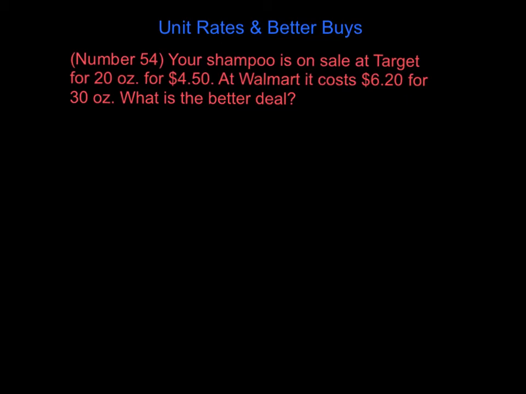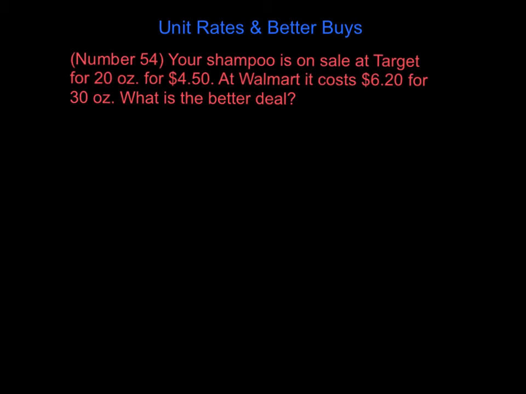So problem number 54 says your shampoo is on sale at Target for 20 ounces for $4.50. At Walmart, it costs $6.20 for 30 ounces. What is the better deal? So this is where you want to find unit rate, and unit rate is finding for 1.